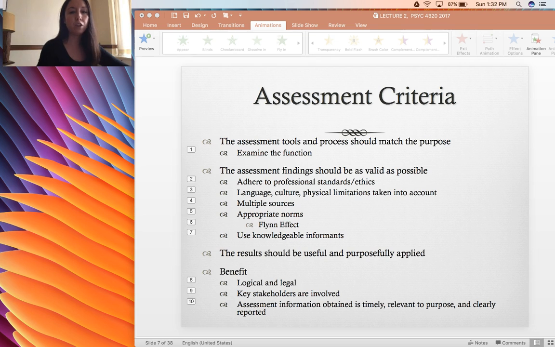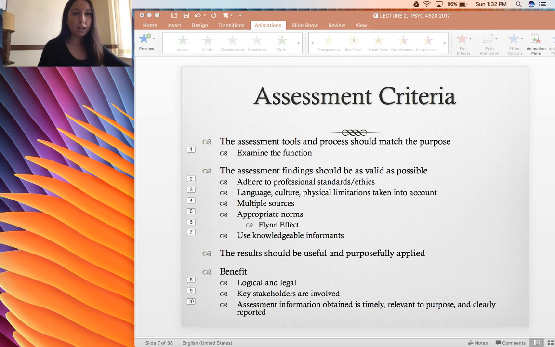This means that whoever is doing the assessment is adhering to professional standards and ethics. They're following the guidelines of their profession. Language, culture, and physical limitations need to be taken into account. For example, if somebody has fine motor difficulties and an assessment has a lot of manipulatives, maybe choose one that doesn't have as many, so you can get an accurate measure of their performance and make sure any physical limitation isn't coming into play. Additionally, if they speak more than one language, make sure it's in their language of origin. If they don't have verbal language, make sure there are options for nonverbal responding.